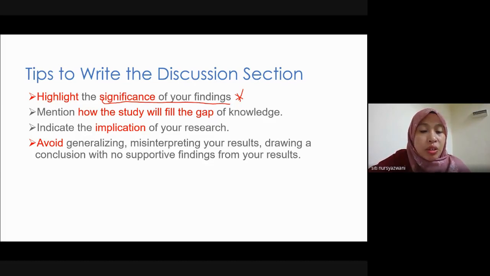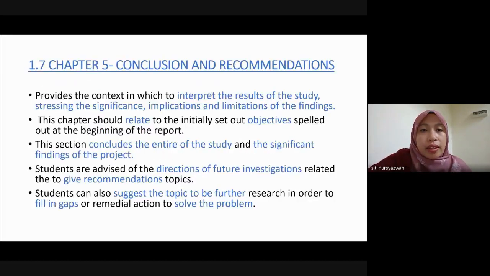Okay, indicate the implication of your research. Avoid generalizing and misinterpreting your results and drawing a conclusion that is not in line with the findings of your results. So avoid that one. Okay, so now kita masuk dalam conclusion and also recommendation.